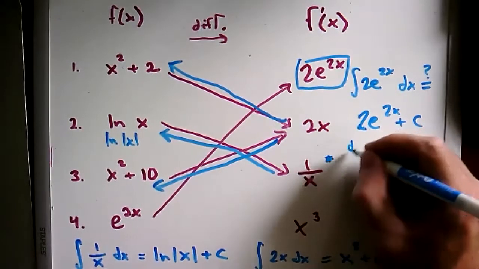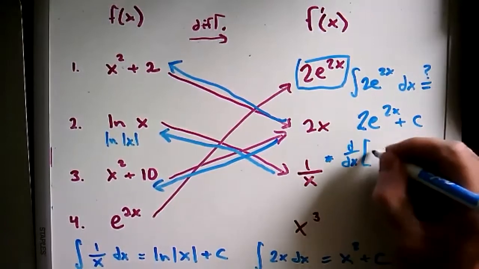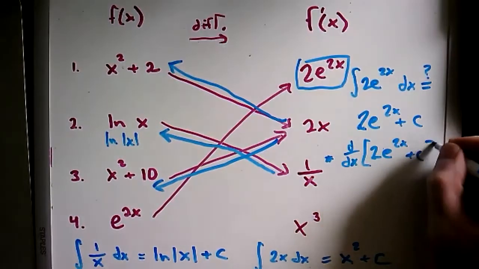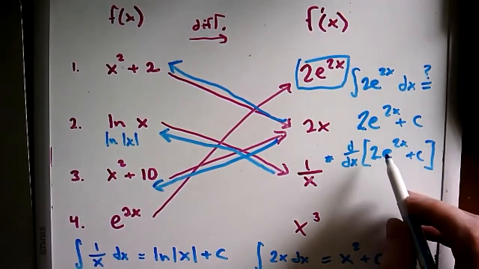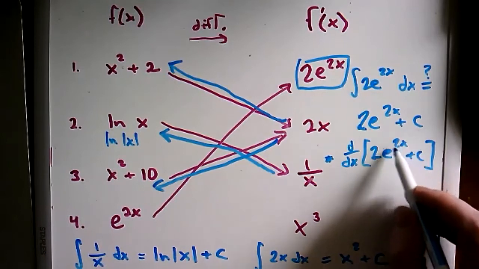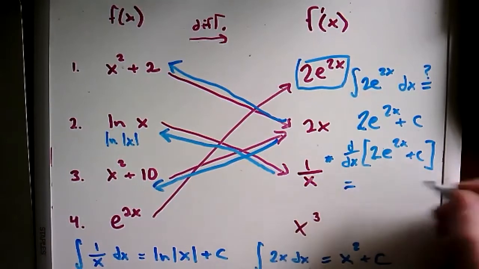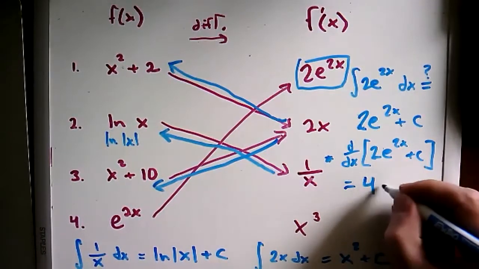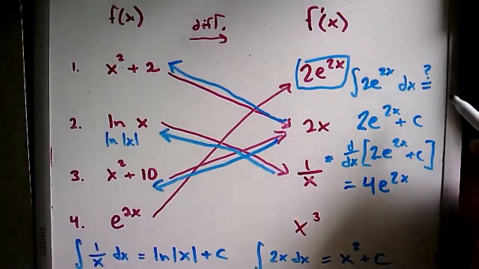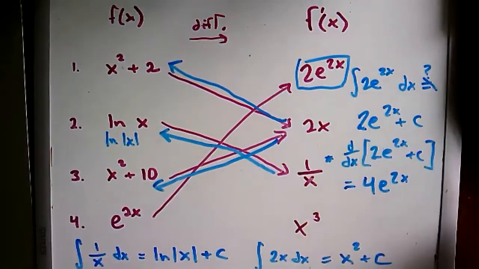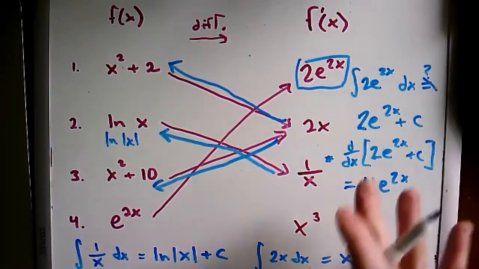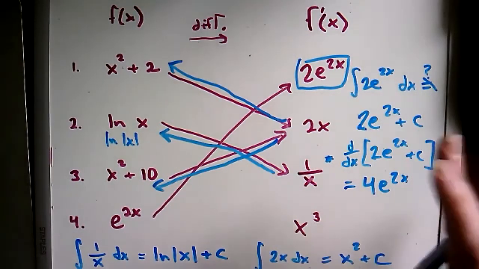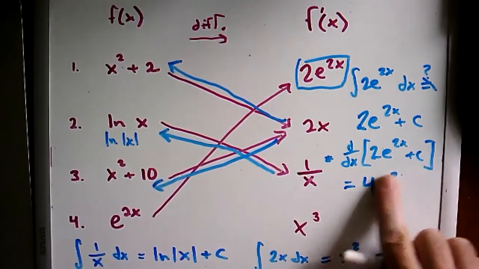So what happens then if we take d dx of 2e to the 2x plus c? Okay, well, the plus c goes away. And then taking the derivative of 2e to the 2x, well, e to the 2x would require a chain rule, and then we'd have 2 times 2e to the 2x, so 4e to the 2x. Okay, so that tells me that actually that's not the correct antiderivative. And the reason that's a little bit tricky is because chain rule is involved.